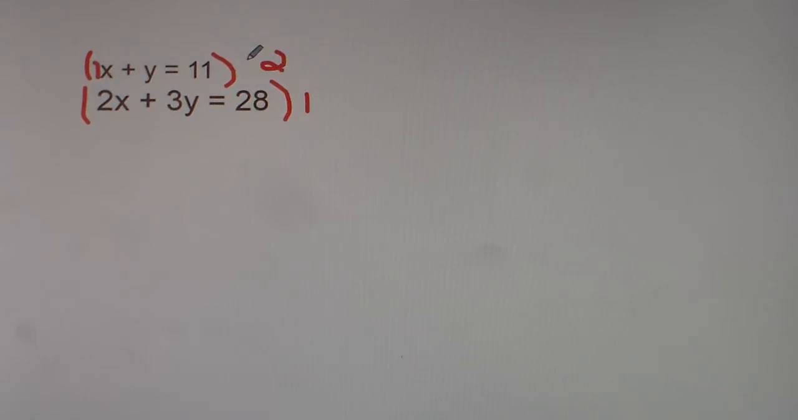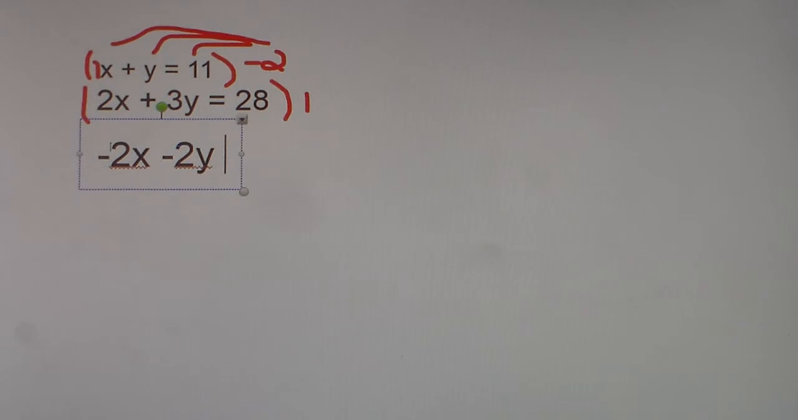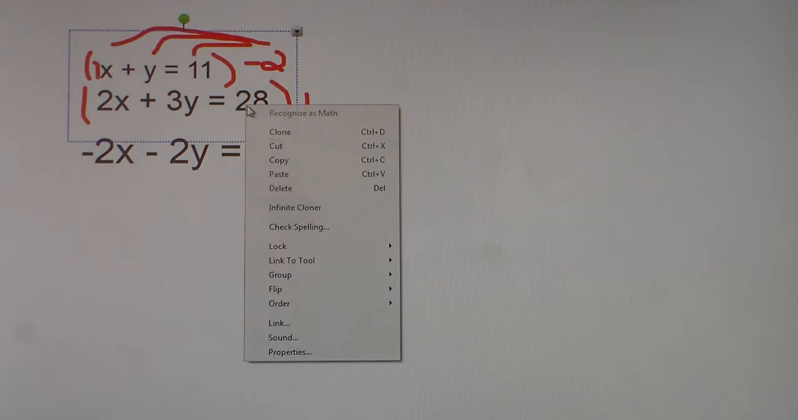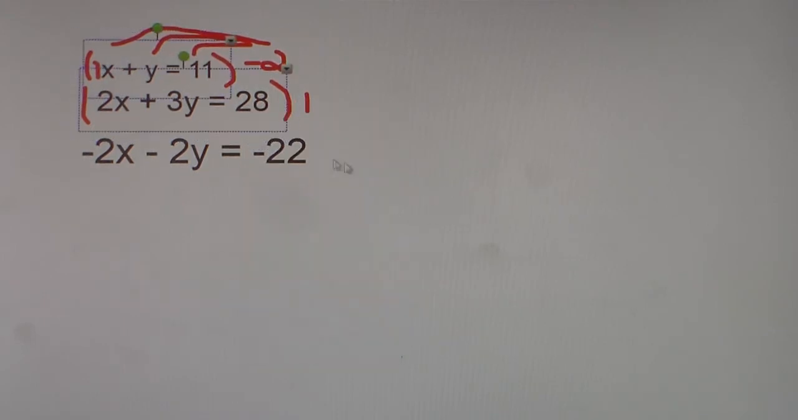One of the two needs to be negative, so that's going to be a negative 2. You distribute, and distribute the bottom 2. Well, we'll type it out. 1 times negative 2 is negative 2x, minus 2y equals negative 22. One times everything is just itself, so we're just going to copy and paste.